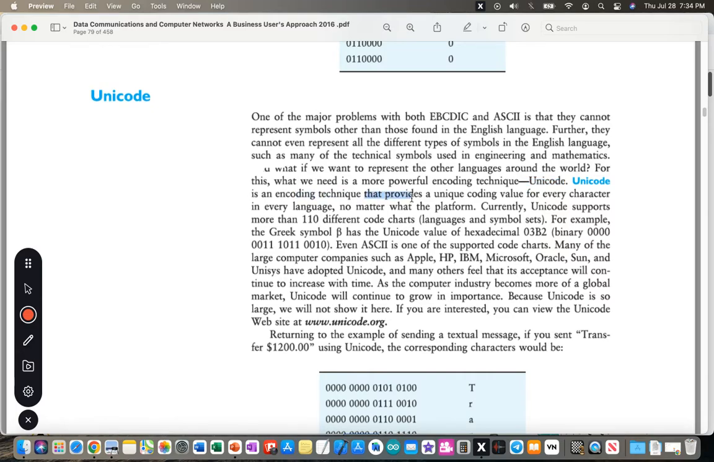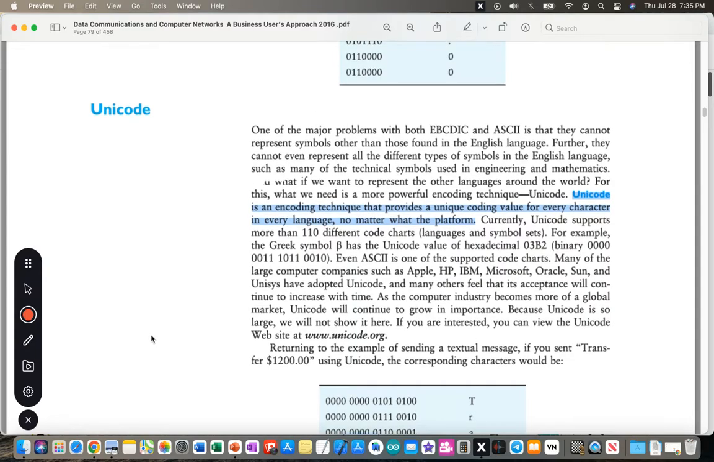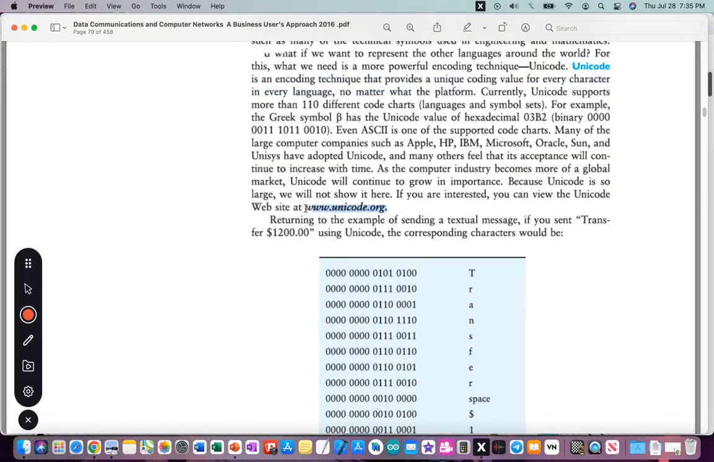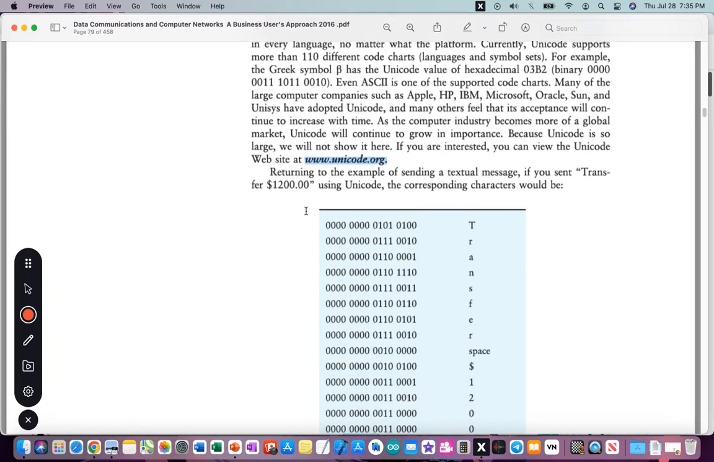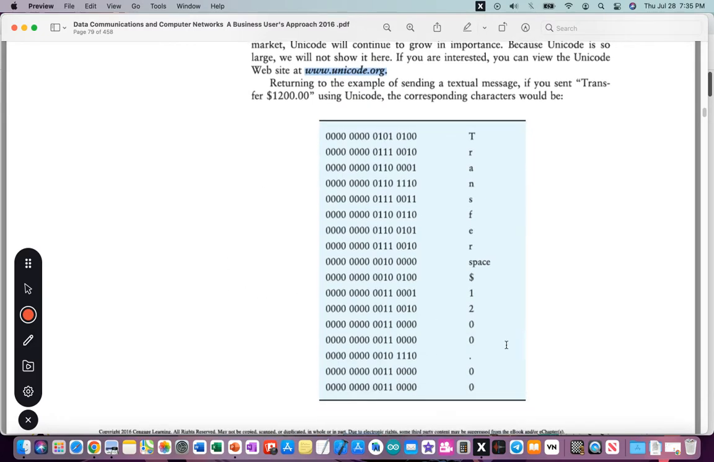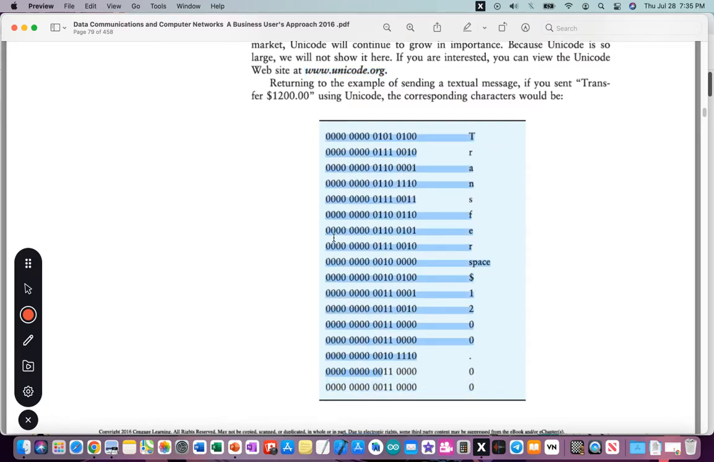Unicode is an encoding technique that provides a unique coding value for every character in every language, no matter what platform. So it's the universal code. And here we have www.unicode.org. So if we would like to write the same thing in Unicode, the difference is that it takes more space, but now we can write it in any other language.